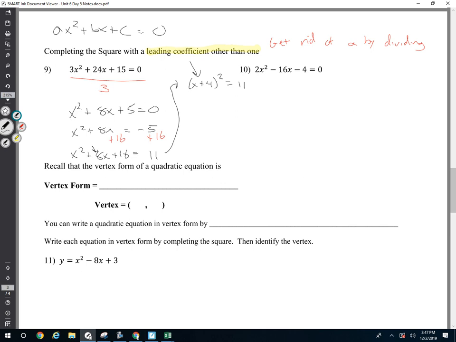Mr. Black, what do I do next? I'm right here. X plus 4 squared equals 11. Oh, then you would square root the x or? Square root both sides. The square root of 11 cannot be simplified. Don't forget your plus or minus. Finish off by subtracting 4.